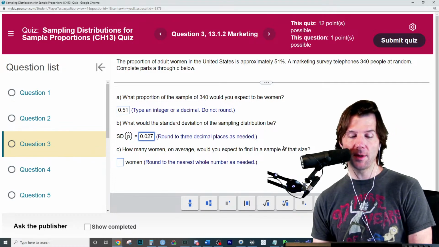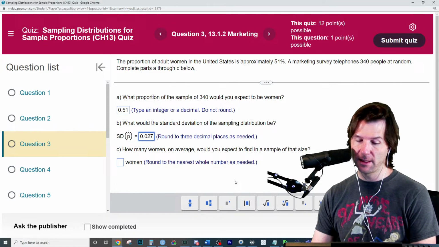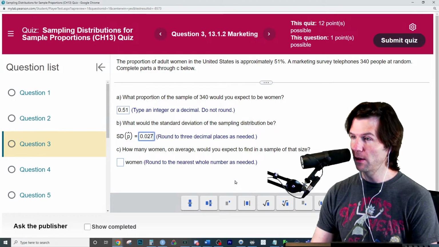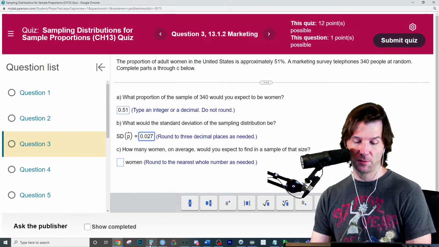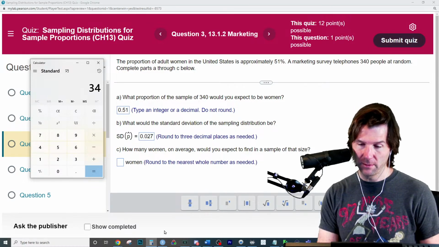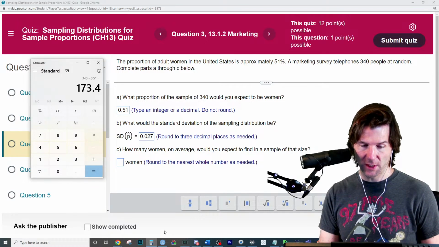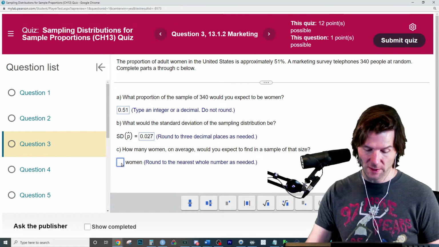How many women on average would you expect to find in a sample of that size? It says round to the nearest number as needed. Just round. So if we take a sample size of 340 and we expect 51%, so 173.